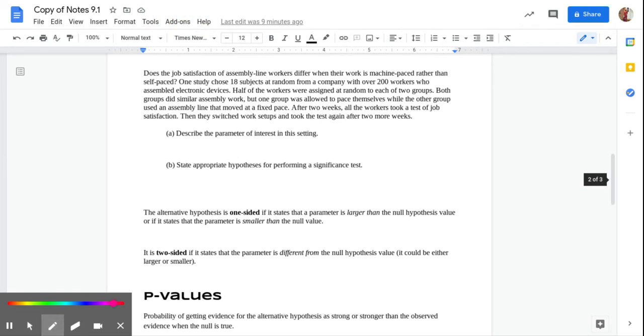So let's use this next example to make those hypotheses from our context. It says, does the job satisfaction of assembly line workers differ when the work is machine-paced rather than self-paced? One study chose 18 subjects at random from a company with over 200 workers who assembled electronic devices. Half of the workers were assigned at random to each of the two groups. Both groups did similar assembly work, but one group was allowed to pace themselves while the other group used an assembly line that moved at a fixed pace.